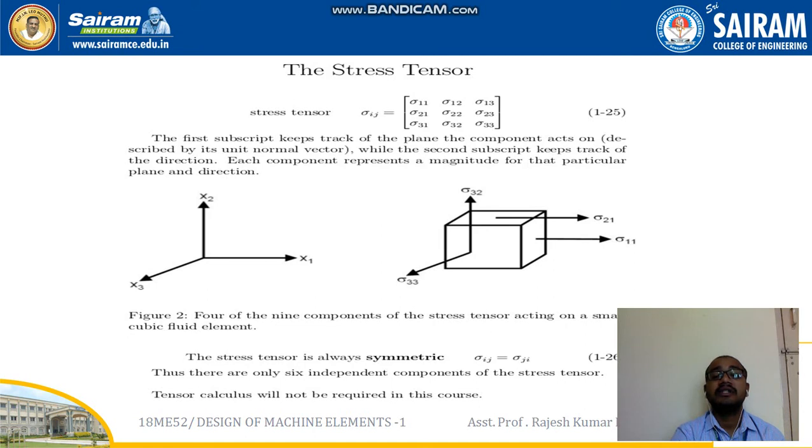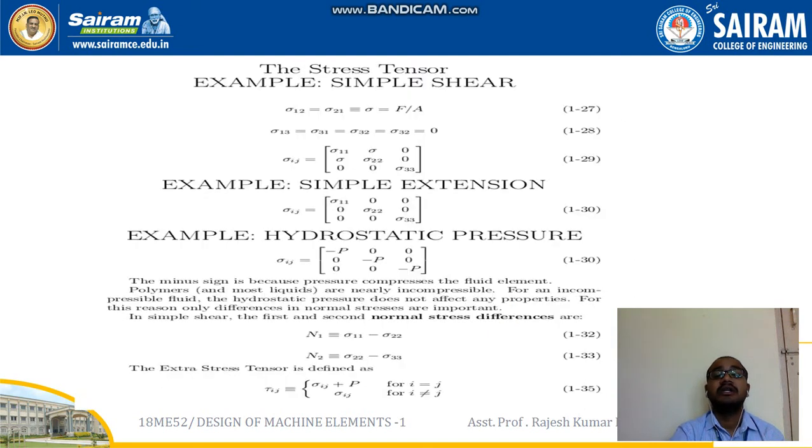Whenever we are substituting the values, we can say that the first row values will always be equal to the first column, and similarly the second row and the second column. That is why I write sigma ij is equal to sigma ji. Thus, there are only 6 independent components of the stress tensor. Stress tensor calculus will not be required in this particular course. Here I will be showing some examples.